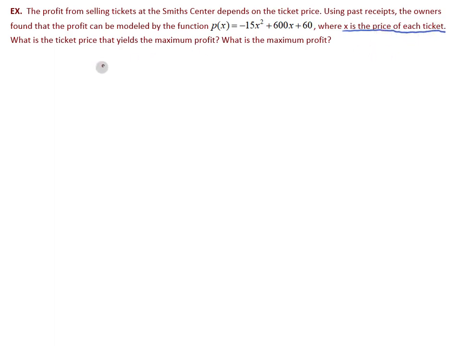Okay, so they just defined x for us. What is the ticket price? If x is the price of each ticket, what is the ticket price? So they're basically asking me, what is x? That yields the maximum profit. Okay, well, profit is modeled by this function, so P of x that yields the maximum P of x or a y value. So what is the ticket price? What is the x value that yields the maximum profit or y value?